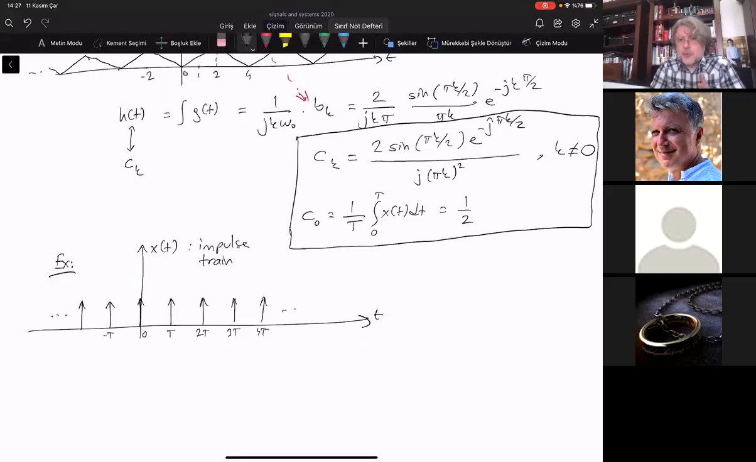It's always a good idea to know the Fourier series coefficients of some very known signals. This is one of them. So please try to remember, and it's not very difficult to remember. And in a question format, it could also be written as x of t is equal to summation from minus infinity to infinity delta t minus k times capital T. This is the analytical way of putting it.